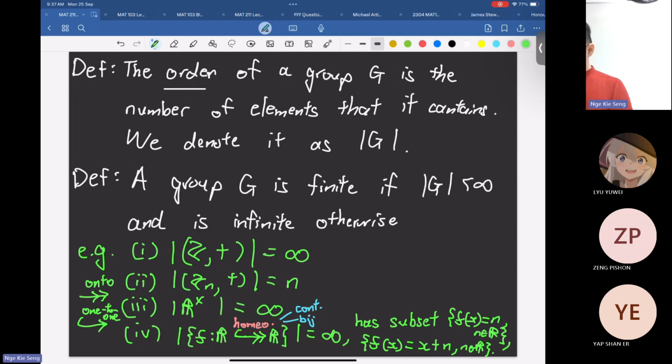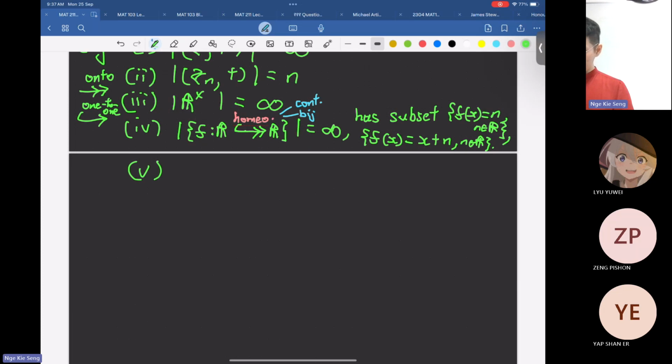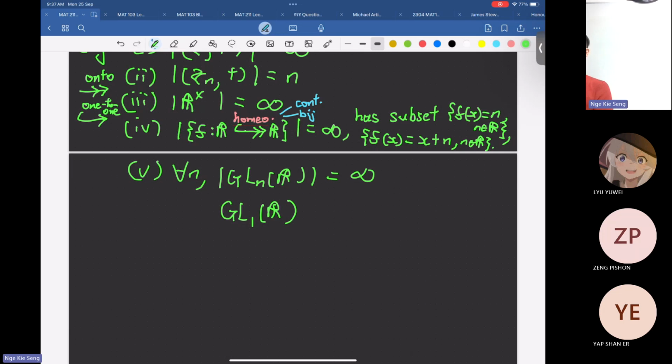Okay, how about GL_n? For each n, what's the cardinality? Also infinity. Okay, what is GL_1? What is GL_1? A 1 by 1 invertible matrix. What is that? It's just a real number.